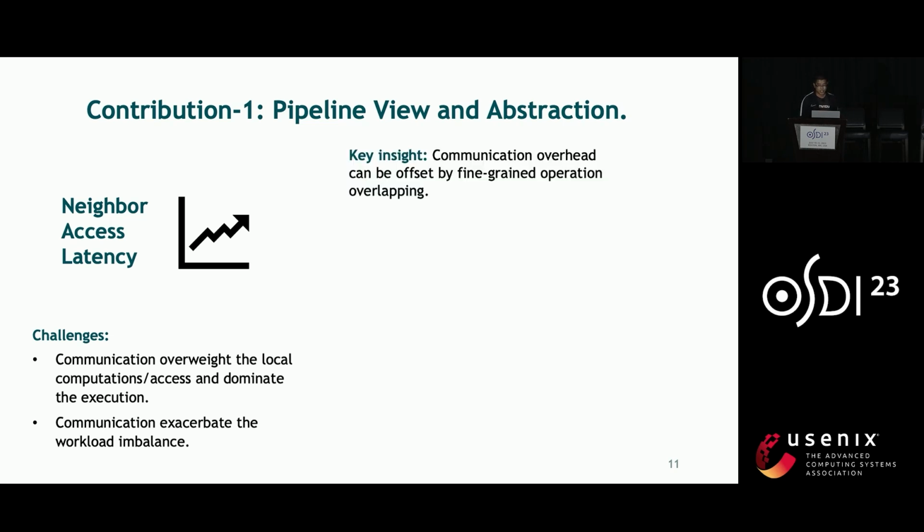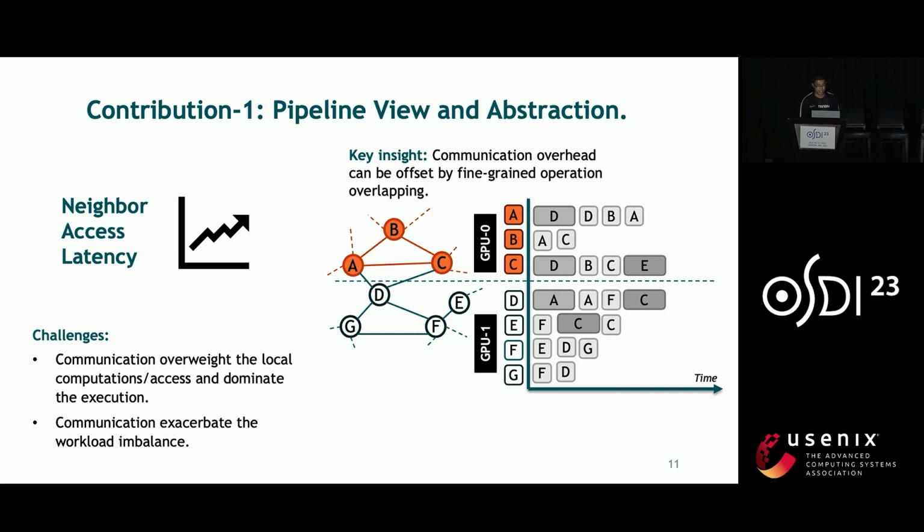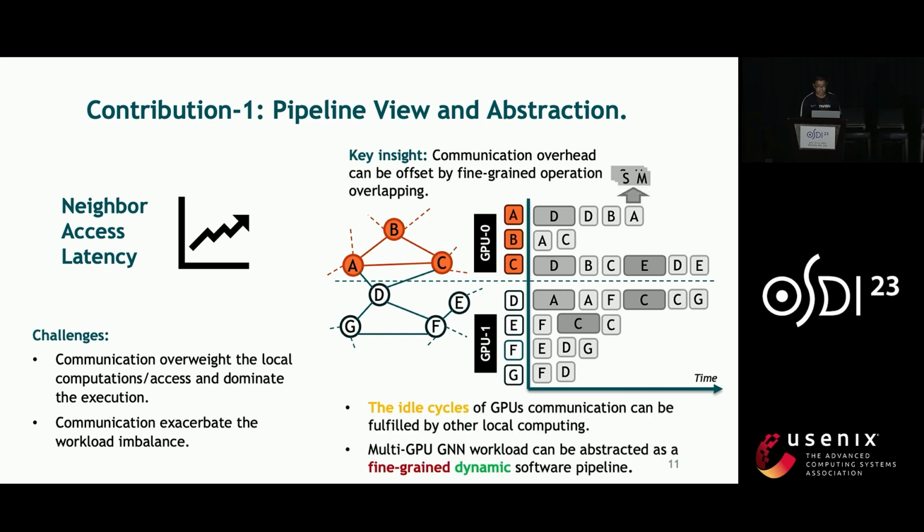So our key insight to address this challenge is that the communication overhead can actually be offset by fine-grained operations on the local GPU stream processor unit. As shown in the figure below, we remove the explicit barriers between the communication and the computation stage compared to the existing solution, and we co-schedule the operations from both stages holistically. With such a new design, we can have several benefits. Firstly, the idle cycles of the GPU's communication can be filled by the local computing. And secondly, the multi-GPU GNN workload can be further abstracted as a fine-grained dynamic software pipeline.